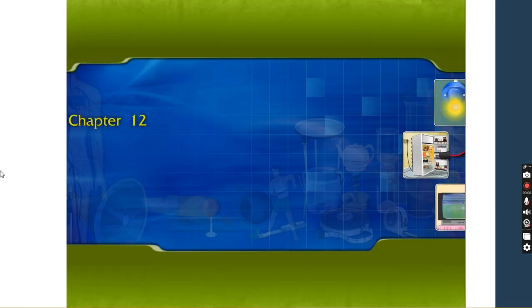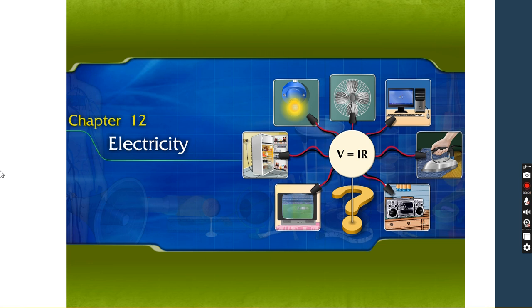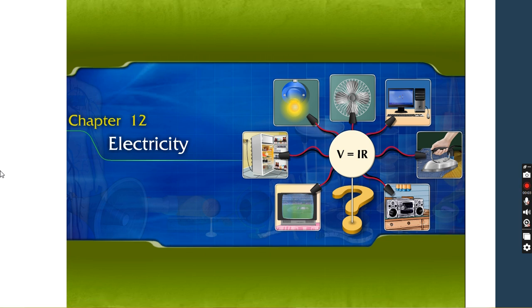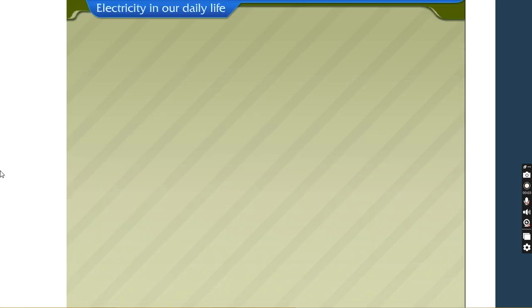Chapter 12 Electricity. Electricity in our daily life.